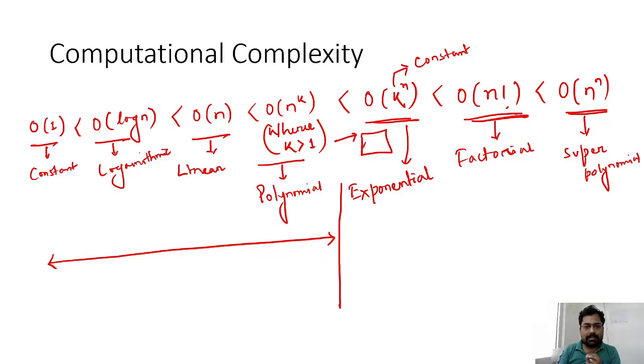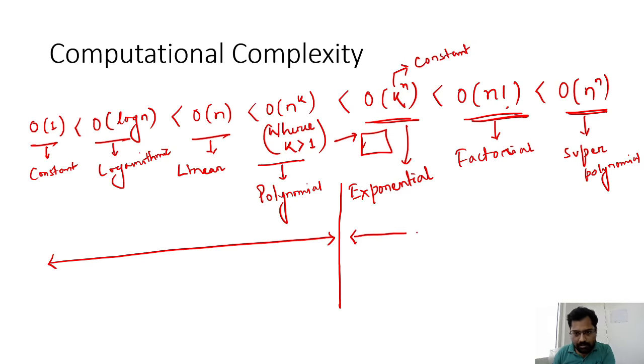Whenever we discuss time and space, if we have a polynomial like n square, n cube, whatever the value, it should not be equivalent to n. The exponent k is constant: n square, n cube, n to the power 4, n to the power 5, whatever the values. Clear? These are considered polynomial time for us.